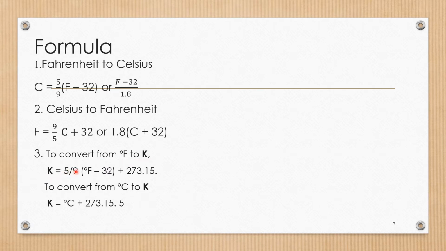5/9, or you can use 1.8, this formula: F minus 32 over 1.8 plus 273.15. Now, to convert from degrees Celsius to Kelvin, we have degrees Celsius plus 273.15. Okay? Easy. So, you can use the calculator freely.